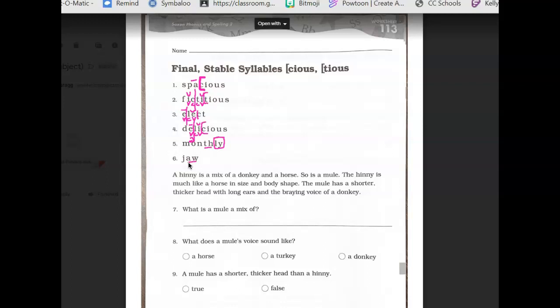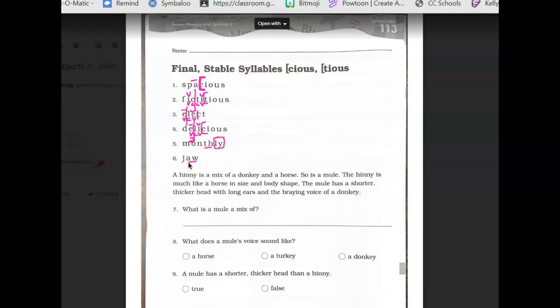A hinny is a mix of a donkey and a horse. So is a mule. A hinny is much like a horse in size and body shape. The mule has a shorter, thicker head with long ears and the braying voice of a donkey.